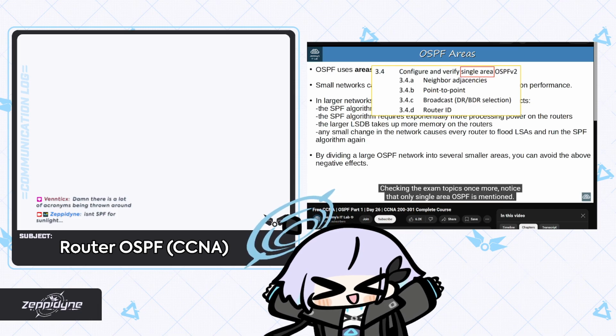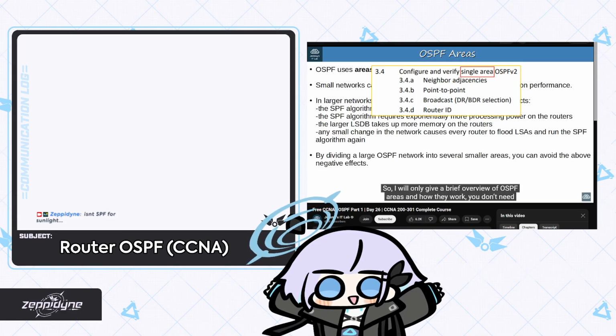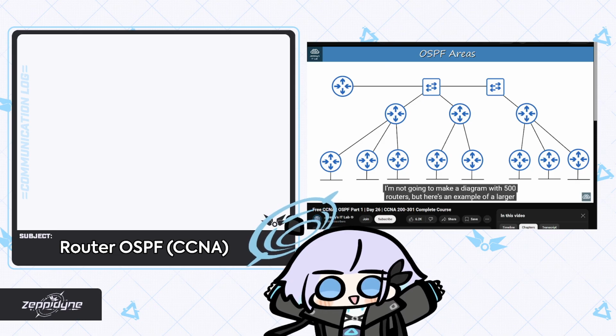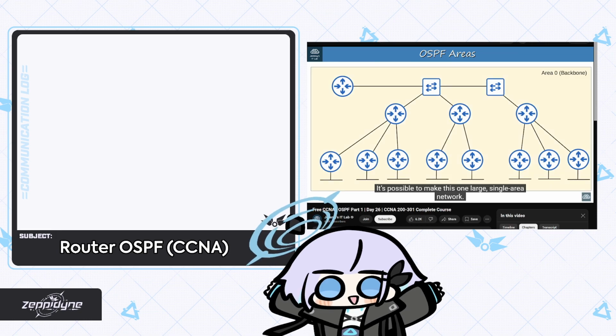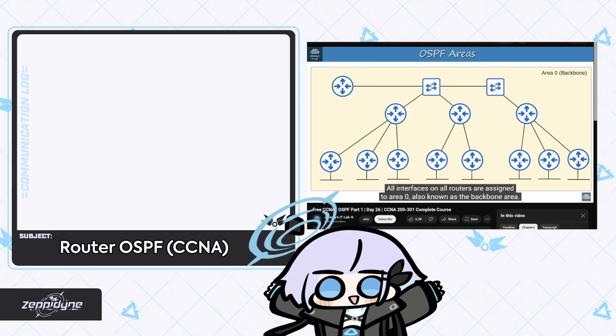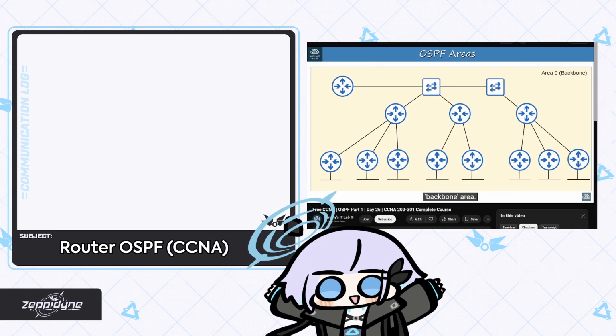Checking the exam topics once more, notice that only single area OSPF is mentioned. So I will only give a brief overview of OSPF areas and how they work. You don't need too much detail for the CCNA. I'm not going to make a diagram with 500 routers, but here's an example of a larger network than the previous one. It's possible to make this one large single area network. All interfaces on all routers are assigned to area 0, also known as the backbone area. You'll see soon that Area 0 is of special importance in OSPF, and it's called the backbone area.